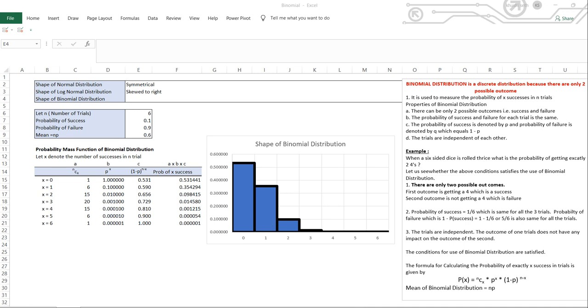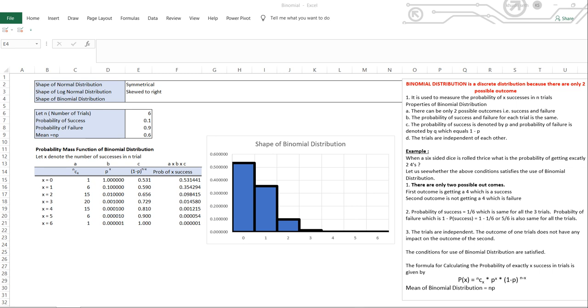Today we will be discussing the shape of the binomial distribution. This is one topic which has not been dealt with in detail in our CFA and FRM syllabus, so I thought that I should do a short video on this topic. I presume that you know a little bit of the basics of the binomial distribution, but if you don't, worry not. I'm going to give you a quick recap of it.